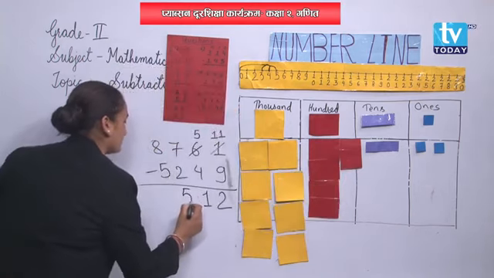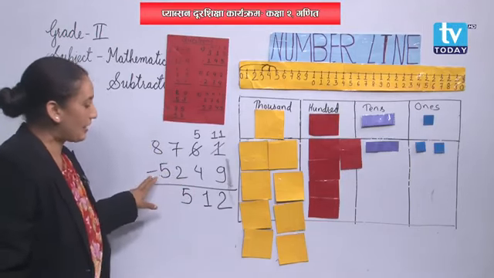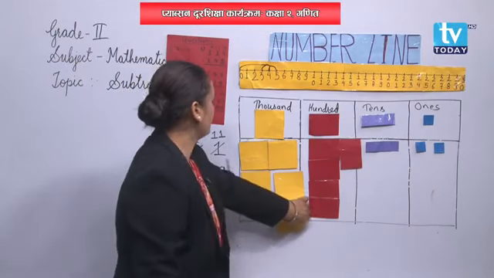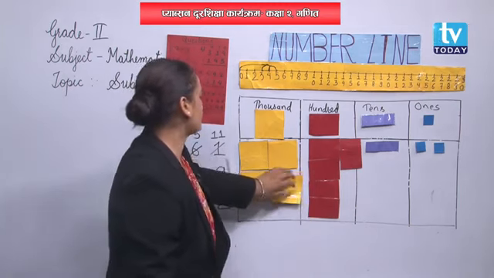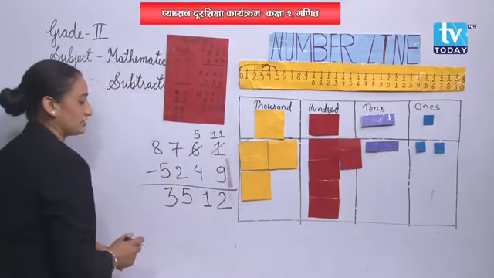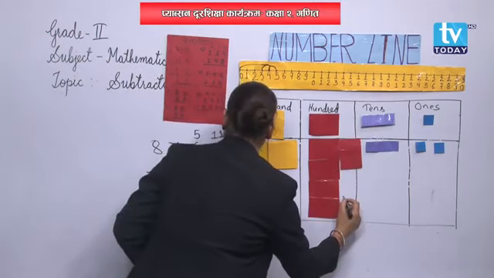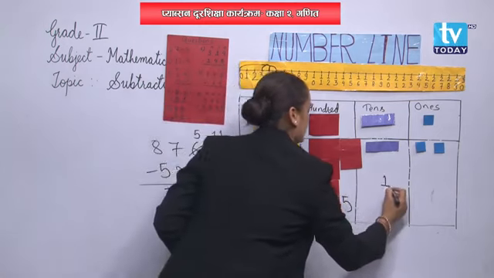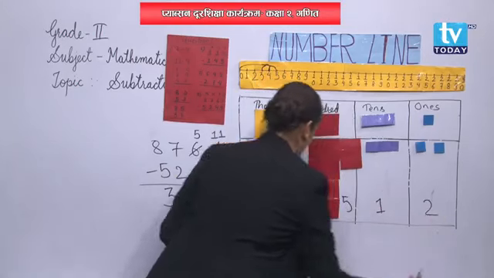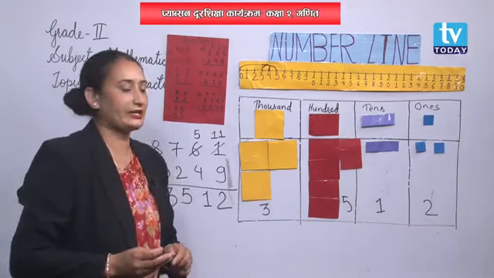Write down here 5. Now from 8, how many do we need to take off? 5. Let's take out 1, 2, 3, 4, 5. Now tell me, students, how many left over here? Yes, just 3. Do you understand? So count it. Here is 3, here is 5, here is 1, and here is 2. Is the answer correct? 3, 5, 1, 2. I hope you understand it very well.